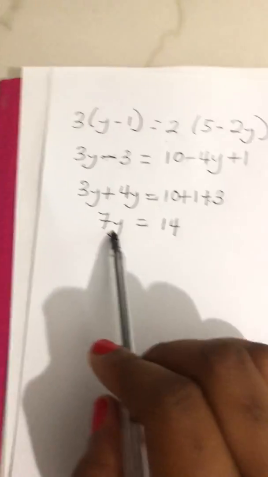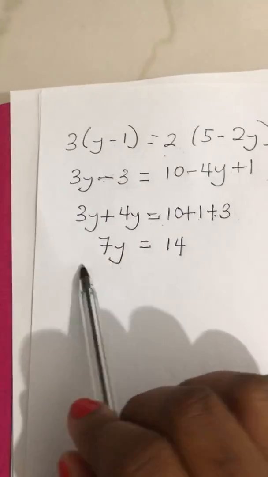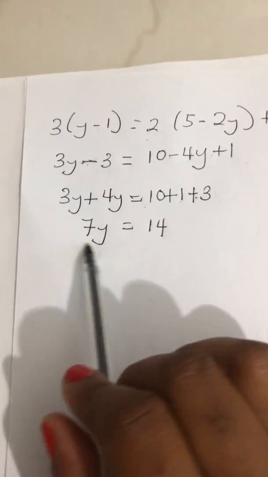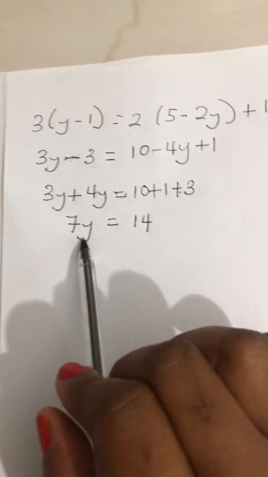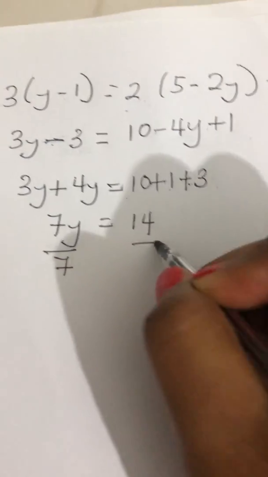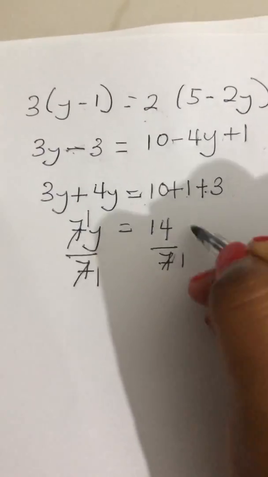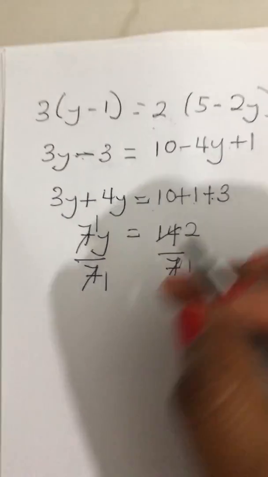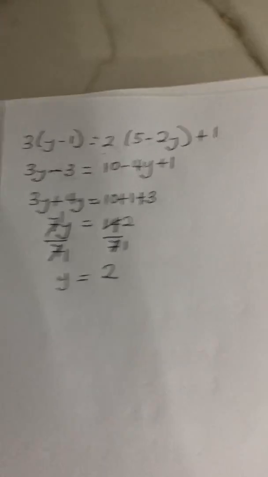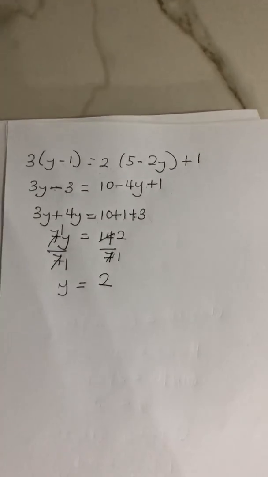They didn't ask us to find 7y. They asked us to find only y. So because we want to find only y, and we want y to stand on its own, we divide both sides by the coefficient of y, which is what? 7. So we divide both sides by 7. 7 into 14, 2. So your y is equal to 2. Right. So you see how easy it is.